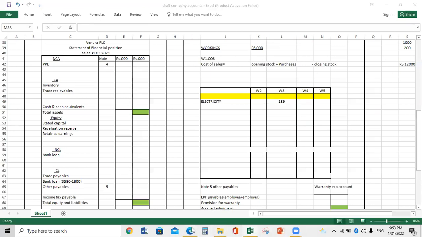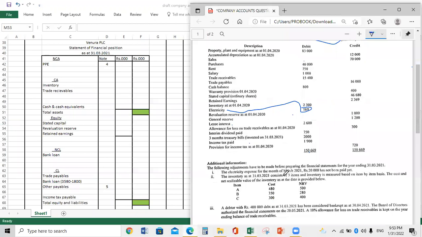Usually, even if they don't say that they haven't recorded it yet, make sure you understand this. In the trial balance, usually for income and expenses, they put only the paid and received amount. So the trial balance electricity of 169,000 only includes the paid electricity. In the additional information only, you will have the not yet paid one.